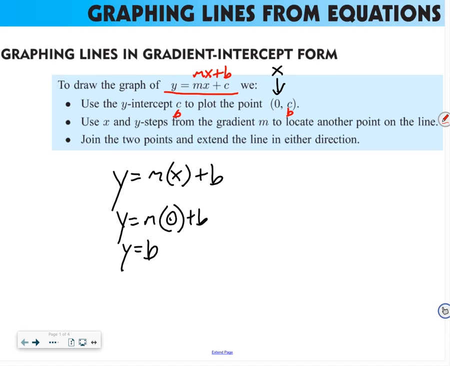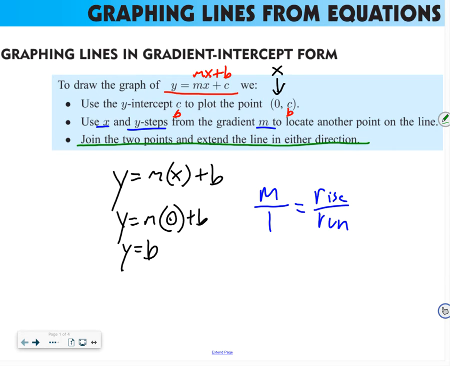Second, what we want to do is use our x and y steps from the gradient. So remember, sometimes if our gradient is m, we want to do m over 1. And when we're talking about x and y steps, we remember that gradient is rise over run. From that, I usually suggest doing one more point in the other direction. And the last step here is just join the points and extend the line in either direction. Those extensions of lines should have arrows on both sides to show our reader that we understand that this line goes on forever and that the solutions to our equation of a line go on infinitely.